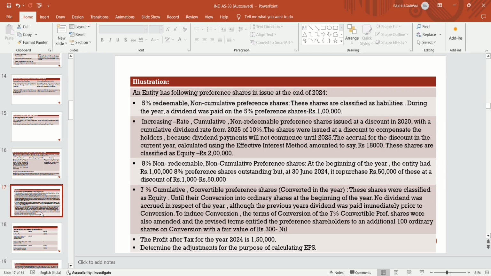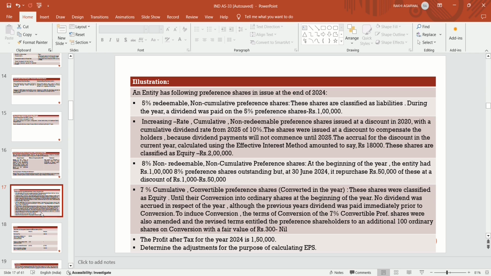Now increasing rate, cumulative. Cumulative means that even if the entity does not declare, the investor or the shareholder is entitled to receive the dividend. Cumulative non-redeemable. It will not redeem, so that is the kind of equity in nature.